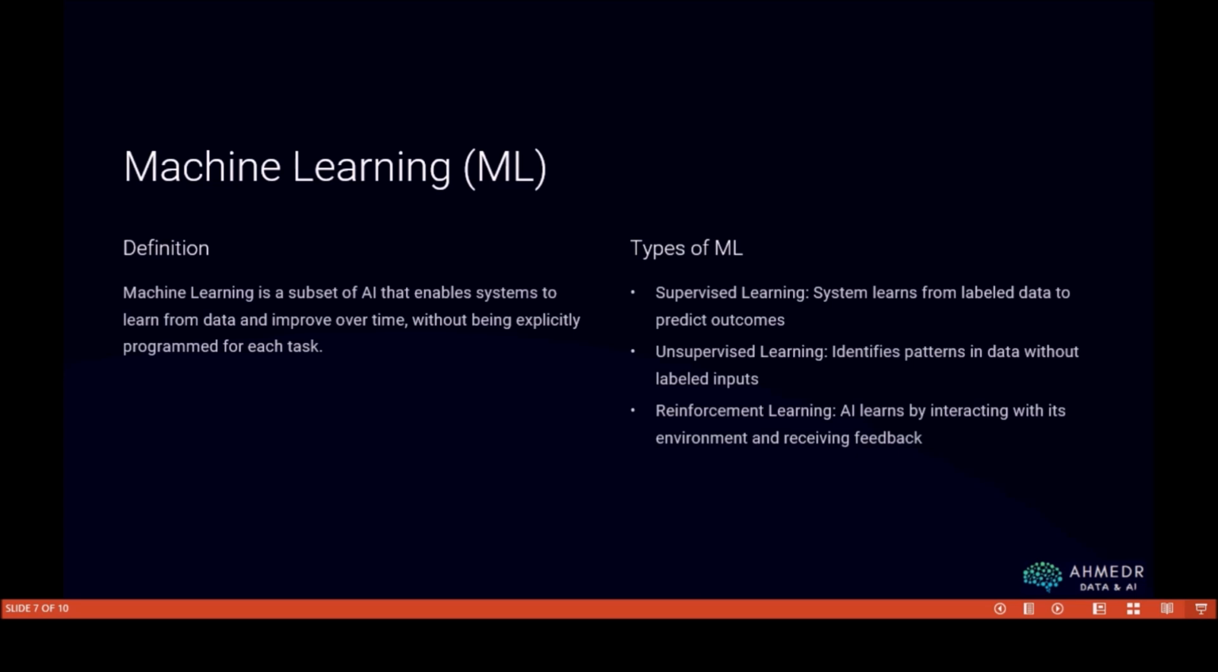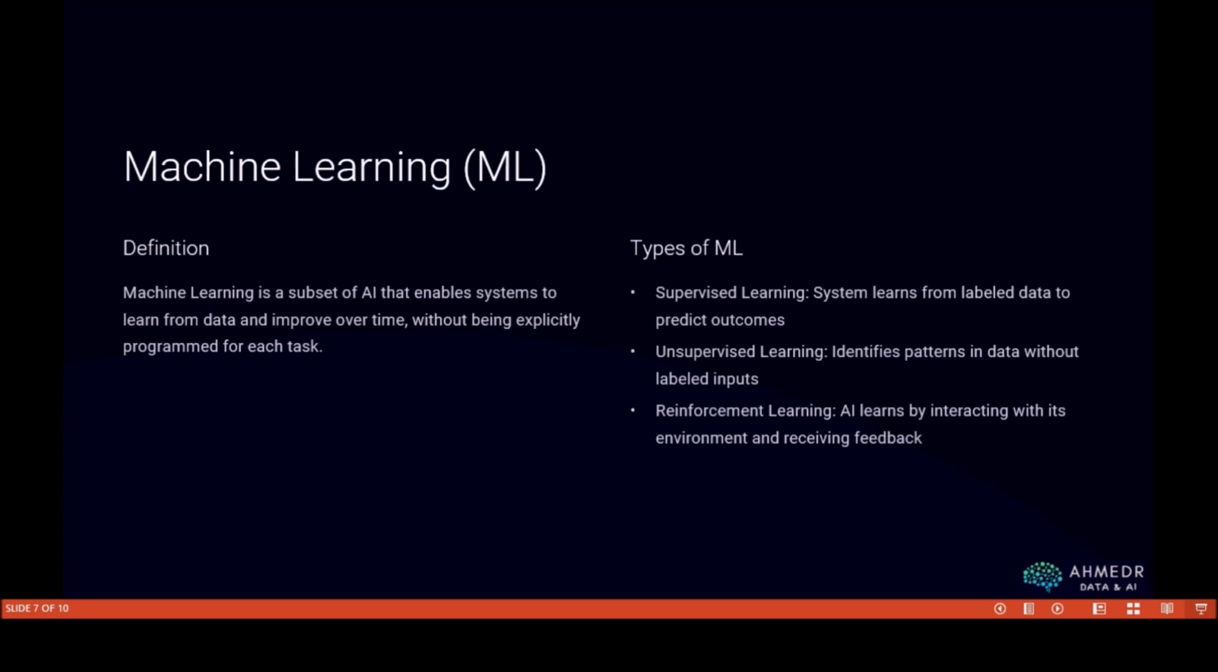We'll start with supervised learning. Supervised learning involves training AI with labeled data. For example, teaching a model to identify pictures of cats and dogs by showing it many labeled examples. The next type is unsupervised learning, which allows AI to find patterns in data without predefined labels. This is used for tasks like clustering similar items together and recommendations.